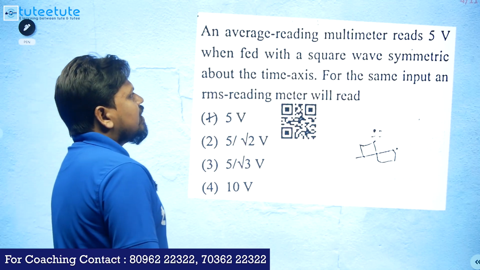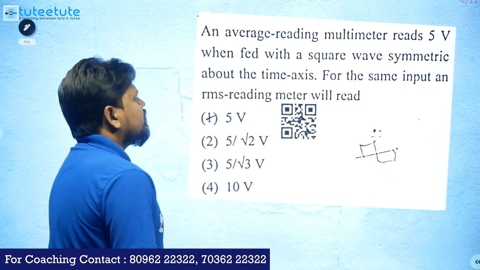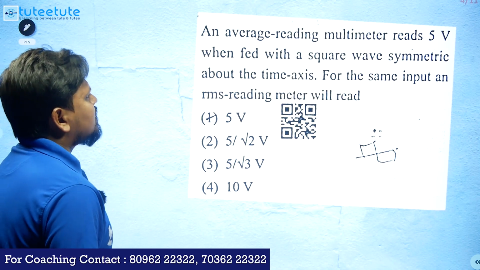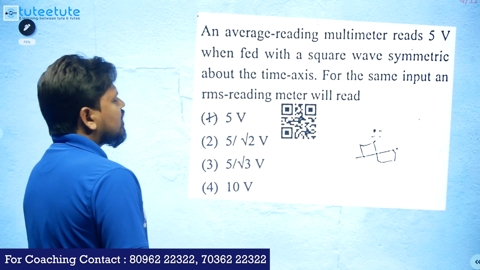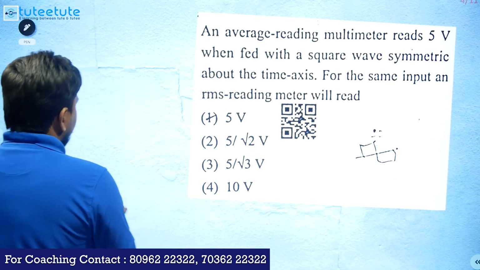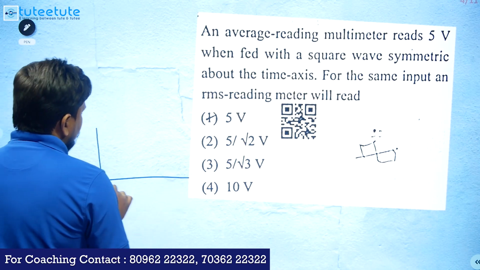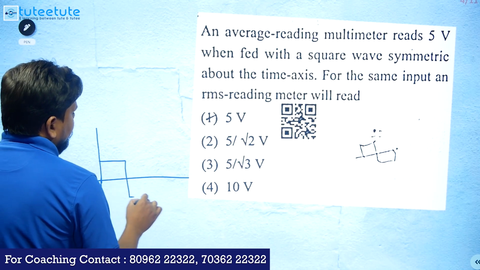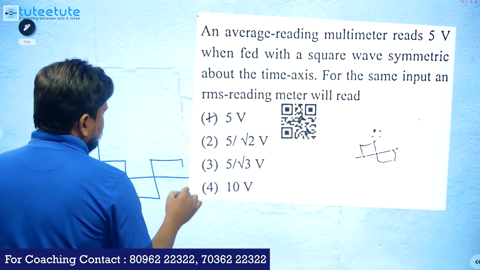An average reading multimeter reads 5 volts when fed with a square wave symmetric about the time axis. For the same input, what will an RMS reading meter read? This is a little bit tricky question. See what they have mentioned: a square wave, and it is symmetric about the x-axis.